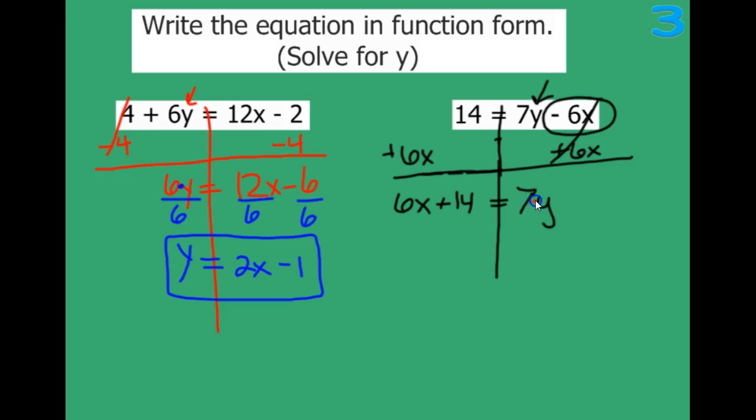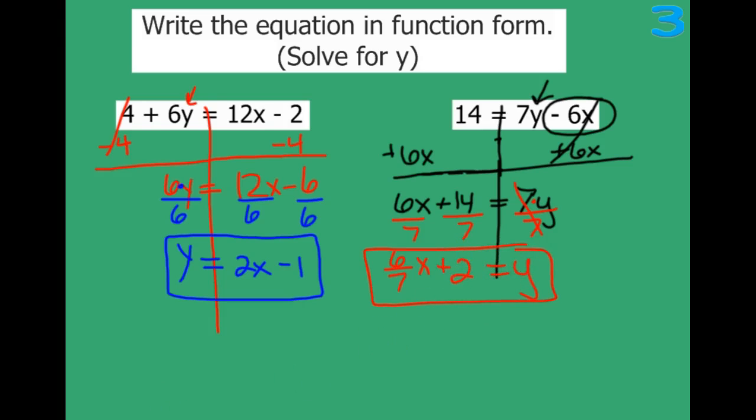And then last, the opposite of multiplying by 7 is dividing by 7. 6 over 7 is not going to be a nice number, just leave it as 6 over 7x, plus 14 divided by 7, which is 2.